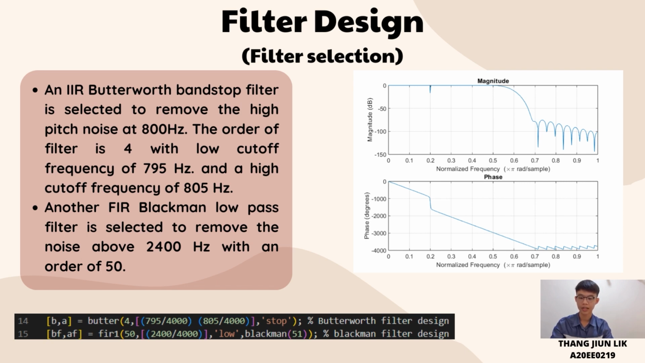After that, another FIR Blackman low-pass filter is selected to remove the noise above 2400 Hz with an order of 50. The FIR filter is selected to make the system more stable due to the constant phase shift and delay. Filter properties in MATLAB are shown in the figure below. After the convolution of these two filters, the dot plot of the overall filter is shown in the figure on the right. Now, I will pass to my friend to explain the properties of this filter.